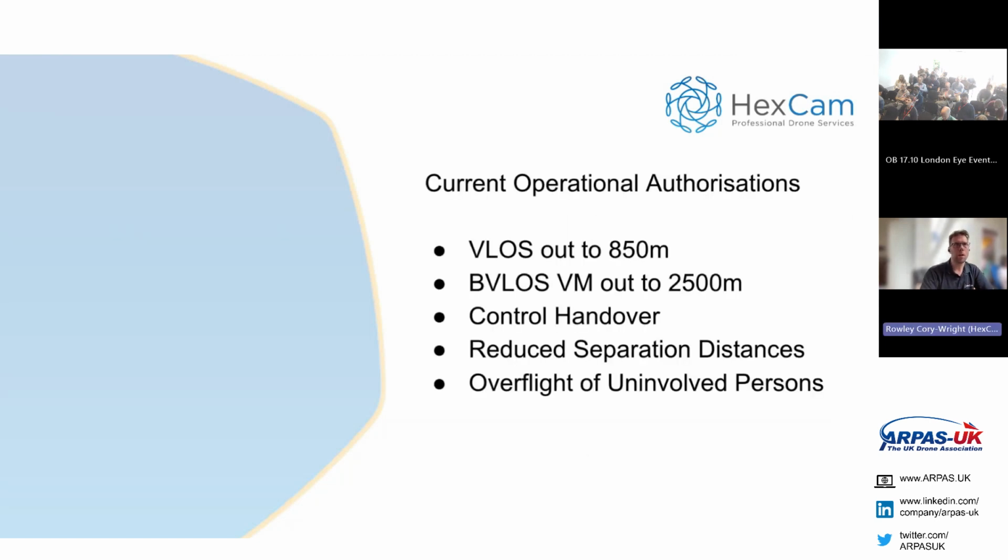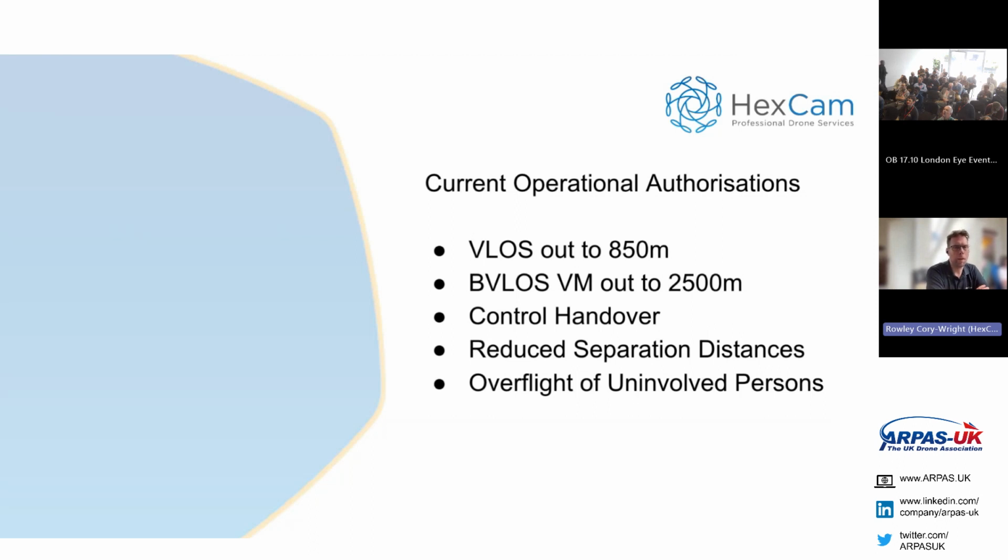Okay, so our current operational authorizations. We have several parts to our OSC. The first is the standard VLOS out to 850 meters. Rather than the standard 500 meters that you can do under PDRA 01, that allows us to operate out to 850 meters. That'll come into play a little bit later when I talk about how we mix these authorizations together.